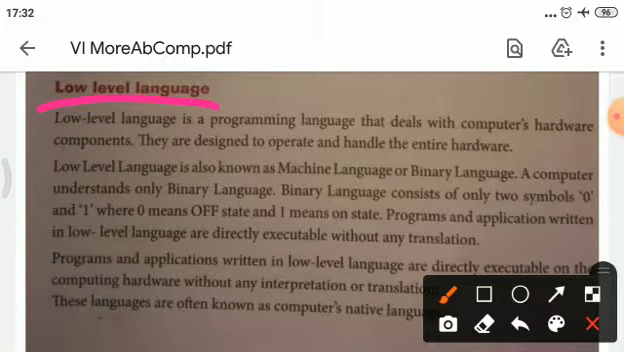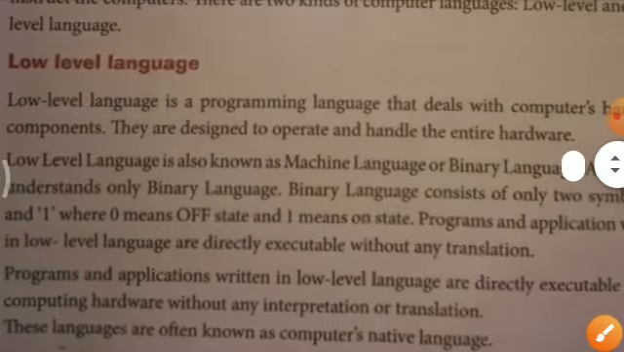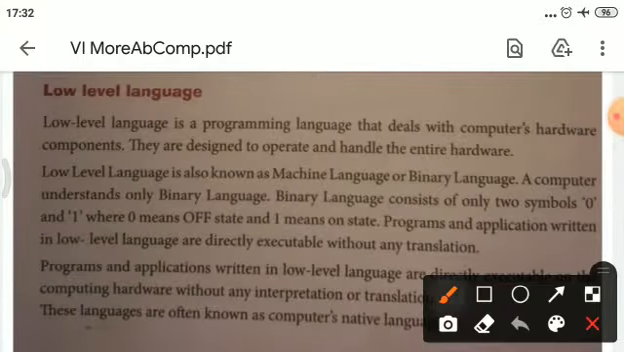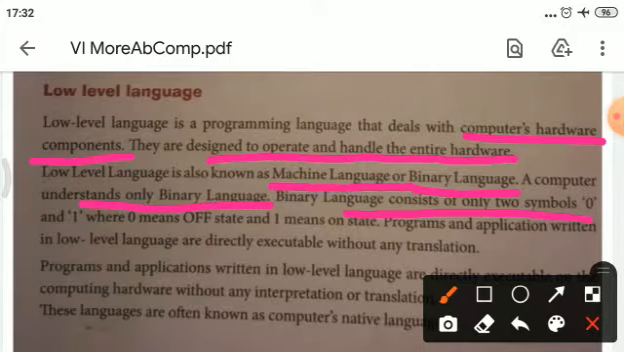Low level language is a programming language that deals with the computer hardware components, and it is designed to operate and handle the entire hardware. Low level language is also known as machine language or binary language. A computer understands only binary language. Binary language consists of only two symbols, 0 or 1. 0 means off state and 1 means on state.